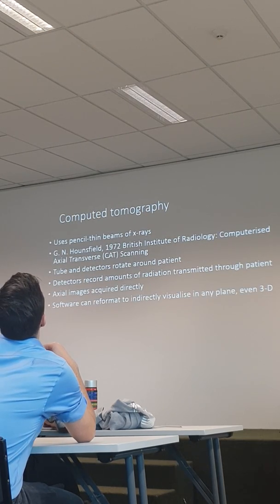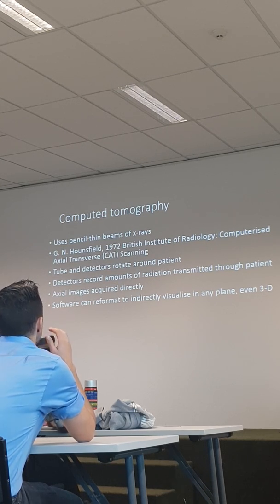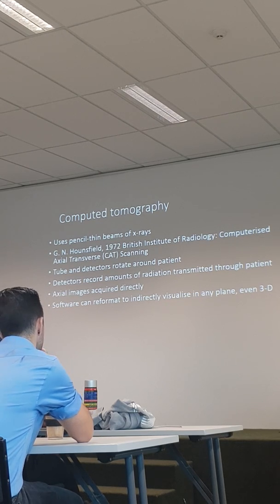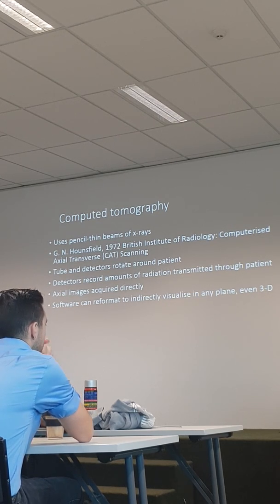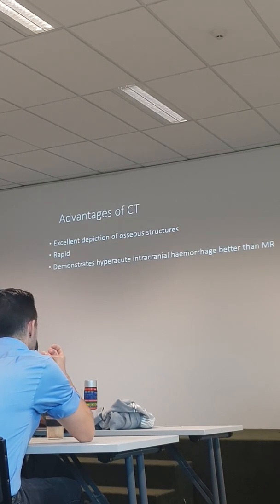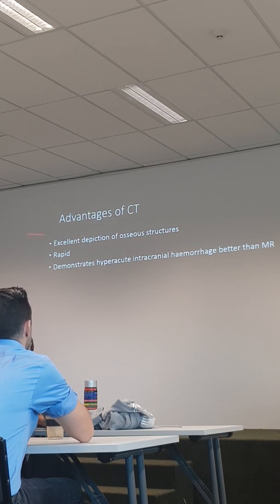Computed tomography, or CT, uses pencil-thin beams of X-rays, and the computer will reformat it into any plane, so axial, sagittal, or frontal, even 3D if you want. It's a much more sensitive modality than plain film. You get excellent depiction of osseous structures. It's really quick, and it's very good at demonstrating hyperacute intracranial hemorrhage. So someone who's been in a car crash is going to go for a CT, not an MRI, because it's much better at demonstrating that hemorrhage.